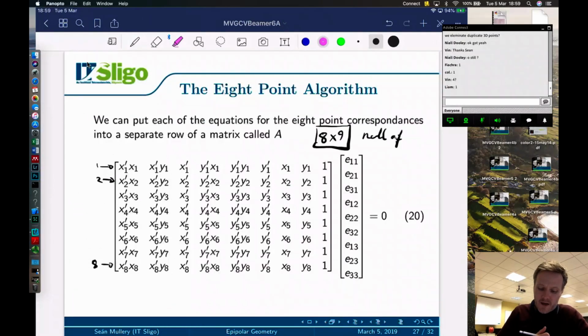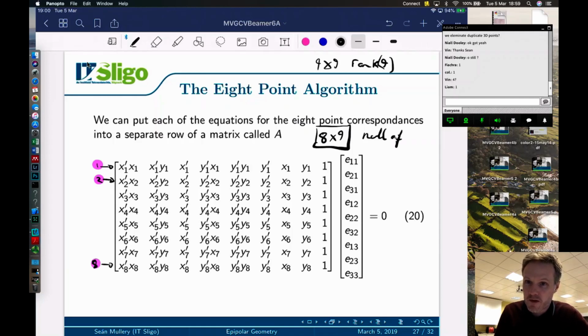So what we then have is we put 8 of these together. So we have correspondence 1, correspondence 2, all the way up to correspondence 8. And what we now have is an 8 by 9 matrix. And I was saying there just before we had the crash that if this was a 9 by 9, it could theoretically have a rank of 9. Okay, but this is only an 8 by 9, so the best we can hope for is that we have a rank of 8, which leaves us with a null space.